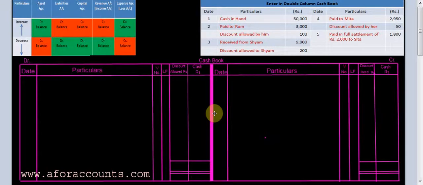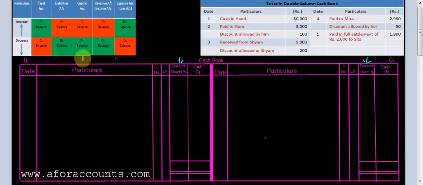Starting with the double column cash book. Why do you call it a double column cash book? See here, we have cash and we have a discount allowed column as well. Here, before cash, we have a discount received column as well. So, when you have a cash column and a discount column, then this is called a double column cash book. Cash column with a discount column.